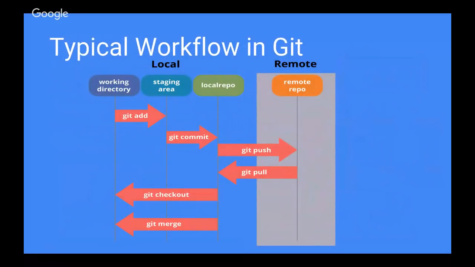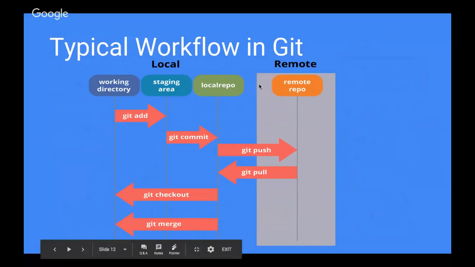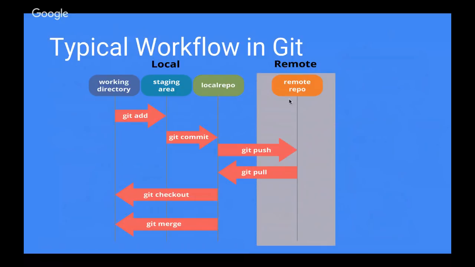So what's a typical workflow in Git? This is going to be important conceptually. After this, we're going to get our hands dirty and do our exercises together. Here's the thing: there's a local space and then there's remote space. Think of the remote repository as GitHub, right? And then everything else here is the local space.